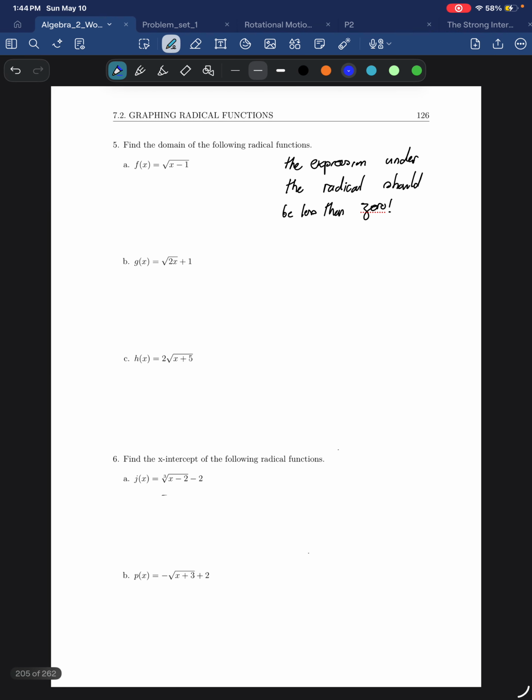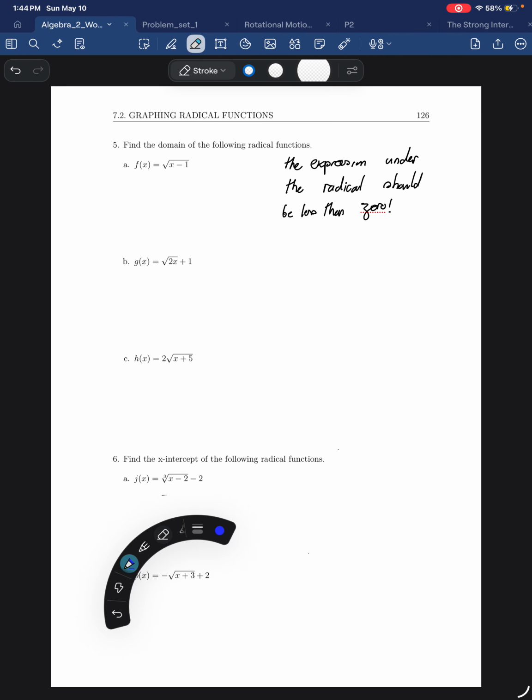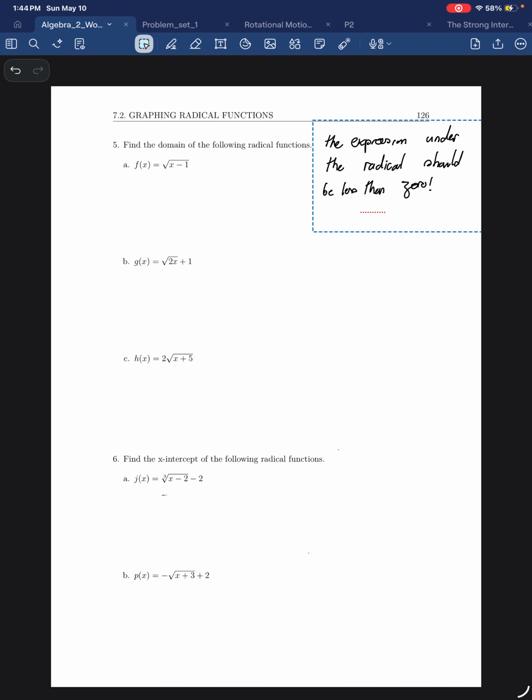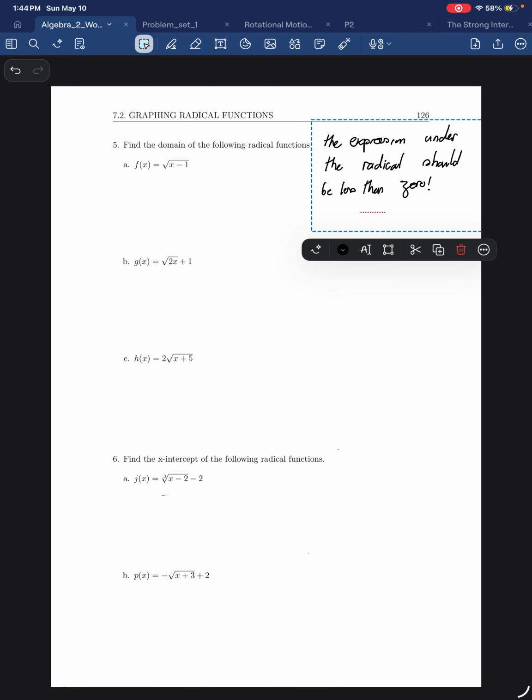And yeah, let's see how it goes. So the last thing we'll learn today is how to find the domain of a function.